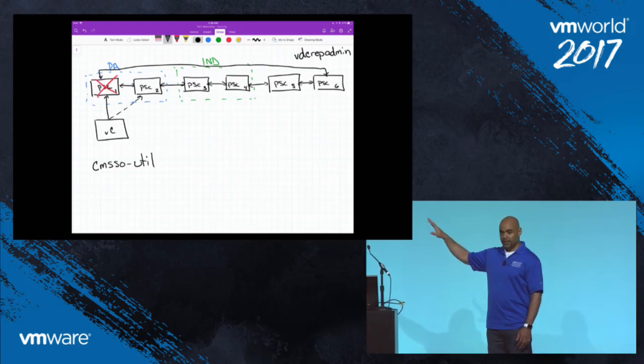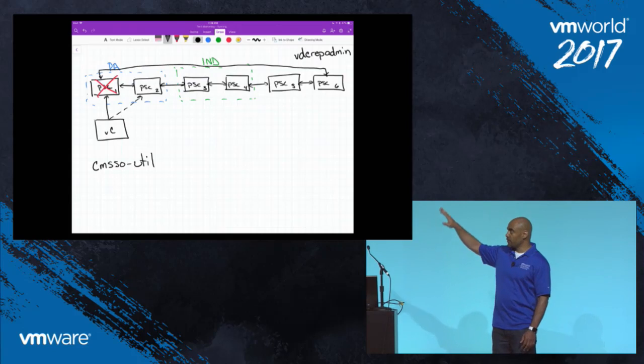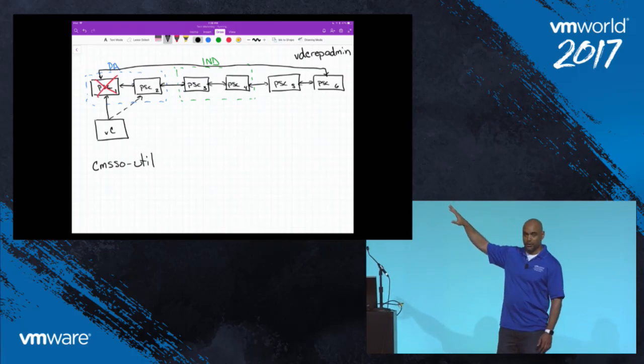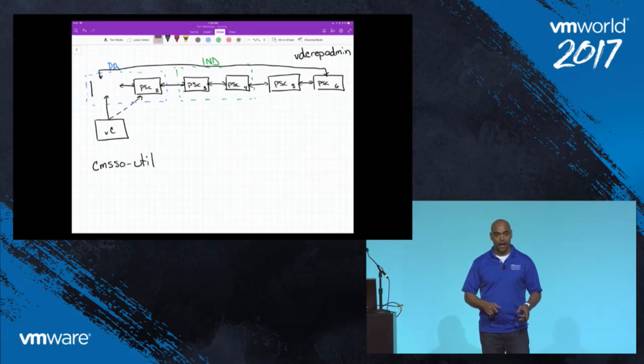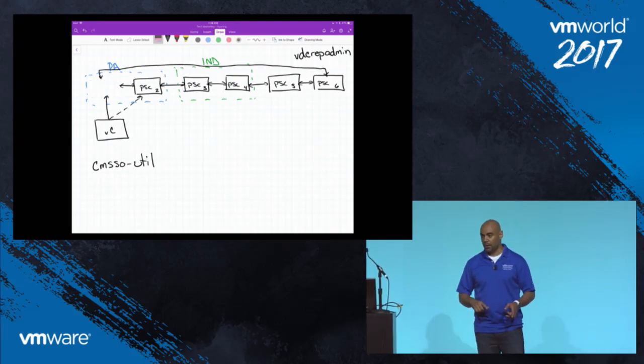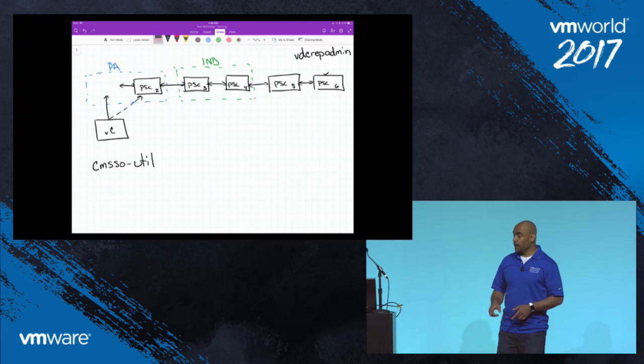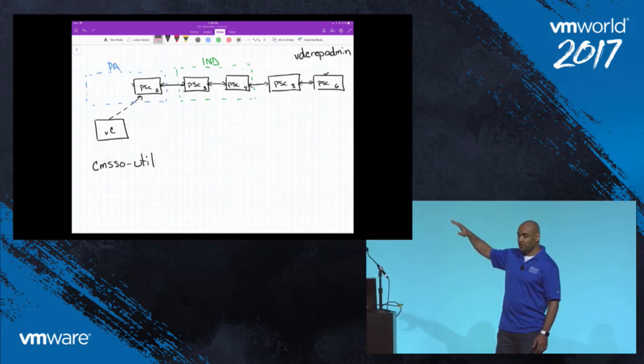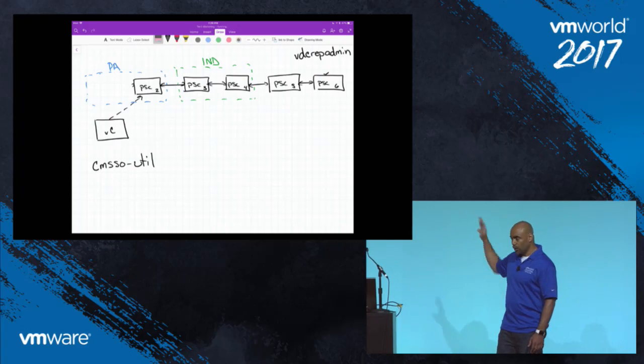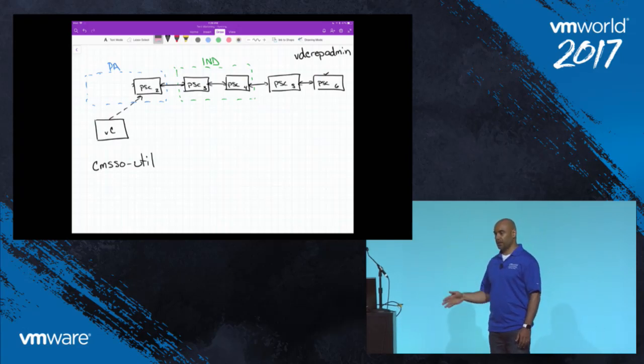So now I've repointed my vCenter server. I'm going to go in, use cmsso-util, and decommission the first PSC. That way later on when I deploy it again, I can reuse my FQDN and IP address. If any one of these PSCs, all the way up to 5, goes down, I do the same thing, right? Decommission and then redeploy.